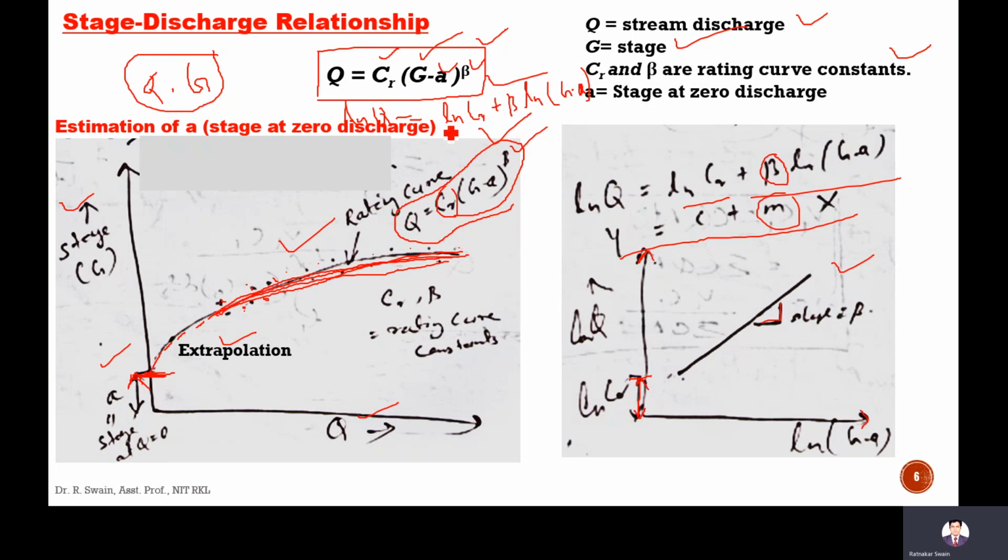You can write the equation: discharge is equal to CR into (G minus A) to the power beta. So this equation is the rating curve equation for that particular station. It makes sense that if there is any erosion or sedimentation, then the cross-sectional area may change, so there may be a change of rating curve. Otherwise this equation will remain the same, unless the cross-sectional area is changing.